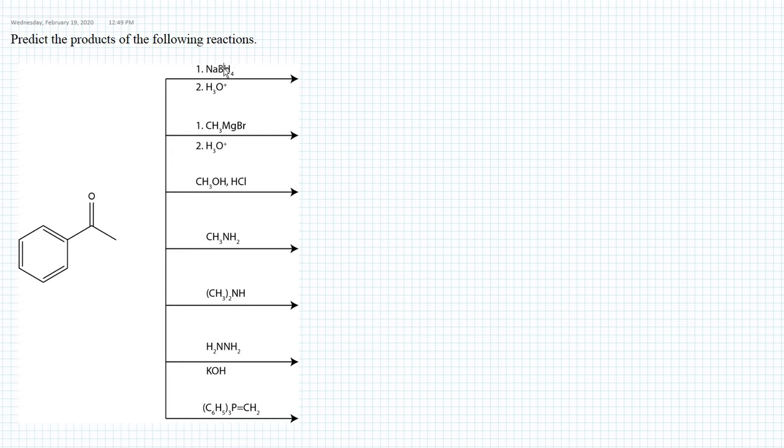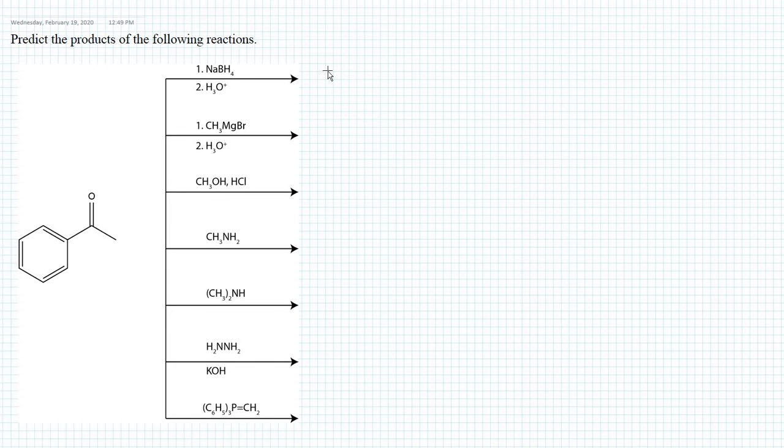As you remember, sodium borohydride is a reducing agent. It's a hydride source. What happens when an aldehyde or ketone, or in general a carbonyl compound, reacts with sodium borohydride? We are going to introduce a carbon-hydrogen bond. Let's write the product here.